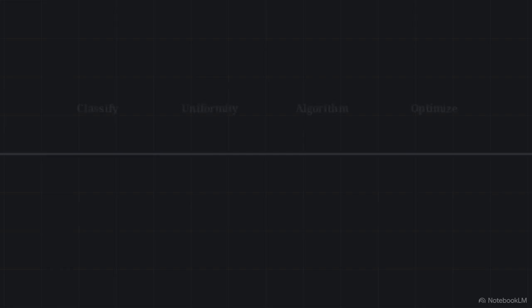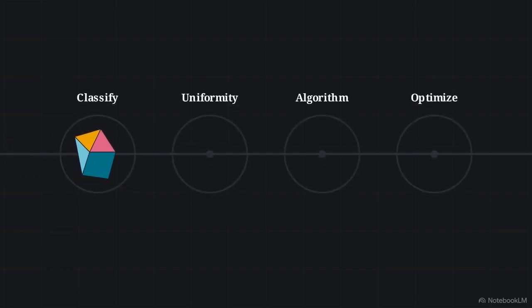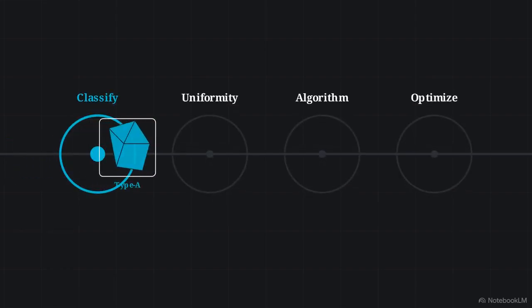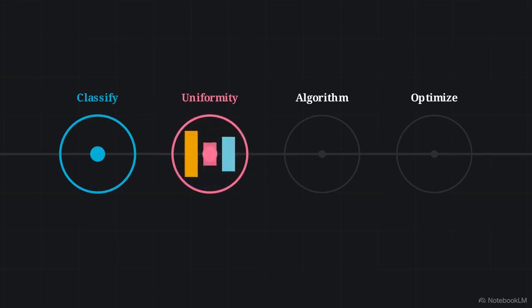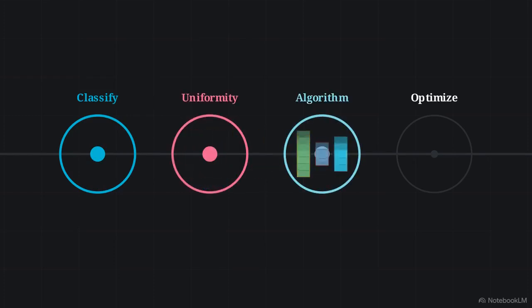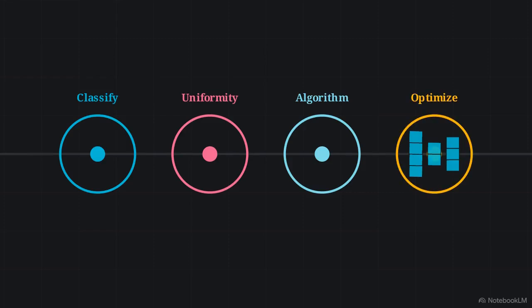Viewed together, these 4 steps form a complete computational pipeline. A raw word problem goes in. You classify its structure, establish uniform units, select the equalizing algorithm, and optimize the numbers. The solved equation passes cleanly through the end.